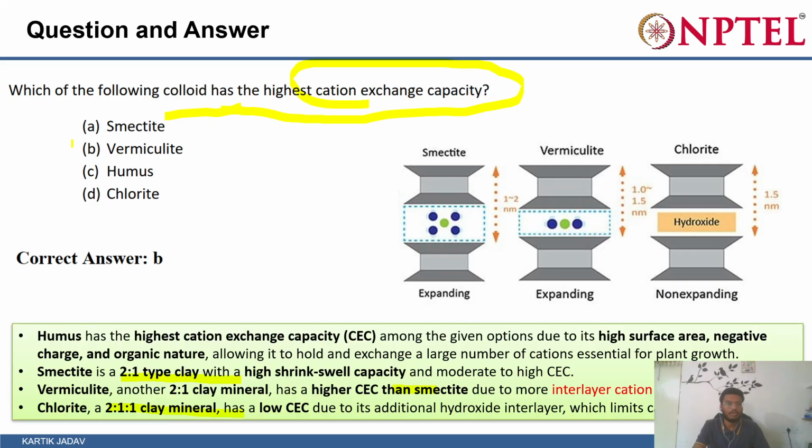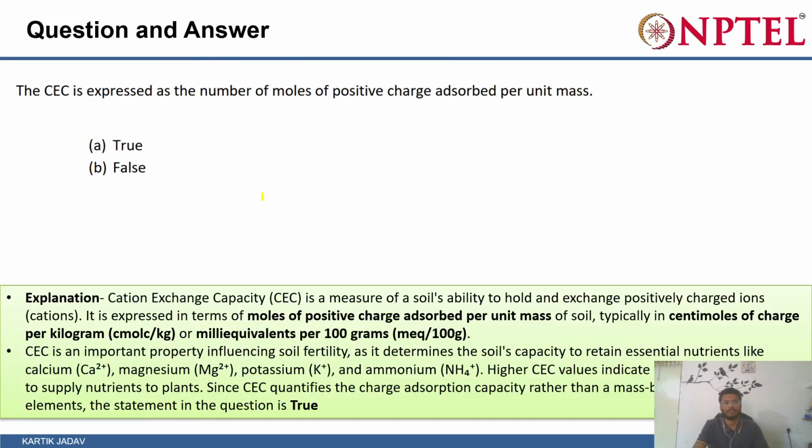Because it asks about colloids. If it were a general question, then the answer would be humus, but they ask about colloids. So which of the following colloids has the highest cation exchange? Vermiculite has the highest cation exchange capacity.